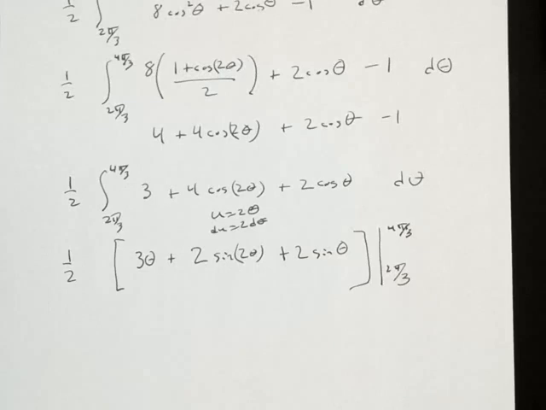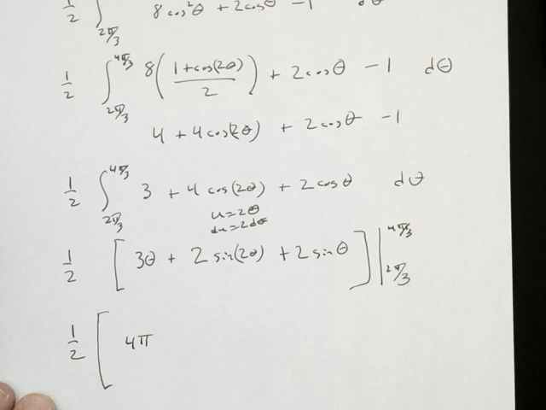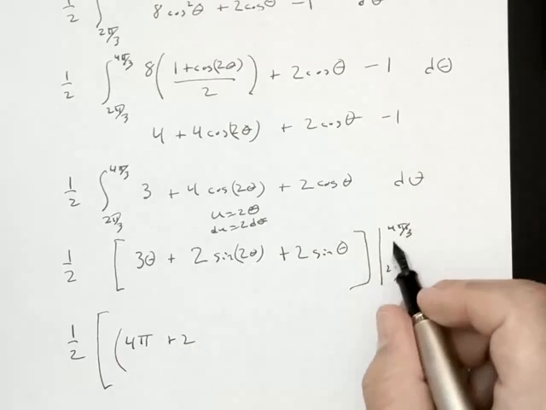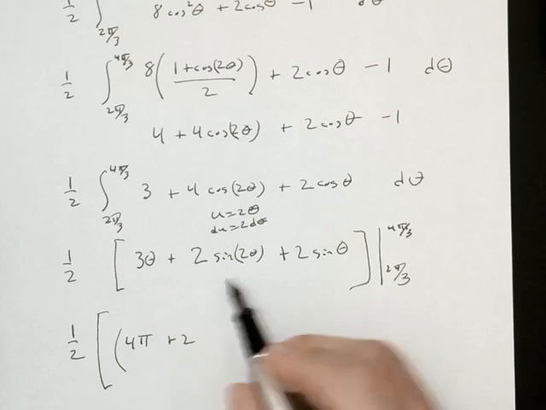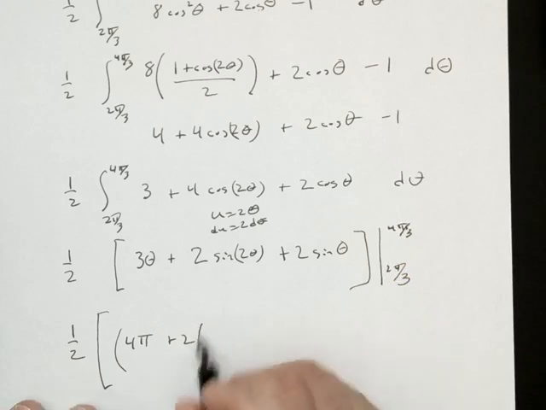Fortunately for me, a lot of these numbers end up canceling out. 3 times 4 pi over 3 is 4 pi. 2 sine of 8 pi over 3. What's the sine of 8 pi over 3? Oh, wait a minute. 8 pi over 3 is a whole circle and 2 pi over 3. So the sine of 8 pi over 3 is the same as the sine of 2 pi over 3. That's in the second quadrant. So its sine is root 3 over 2.